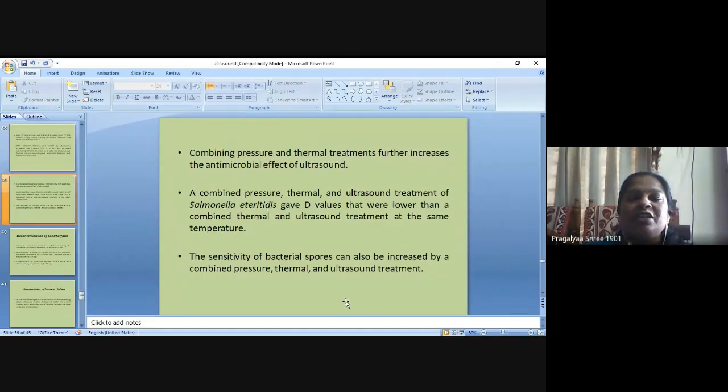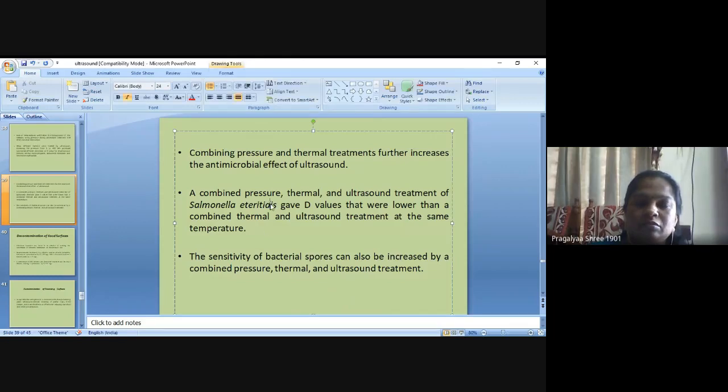So combining pressure and thermal treatment further increases the antimicrobial effect. First you have seen pressure separately, thermal separately, then pressure, thermal and ultrasound, which has increased the antimicrobial effect. A combined pressure, thermal and ultrasound treatment of Salmonella enteritidis will give D values that were lower than a combined thermal and ultrasound treatment at the same temperature. That means the D value further decreases when you go for a combination of pressure, thermal and ultrasound. That's the thing.